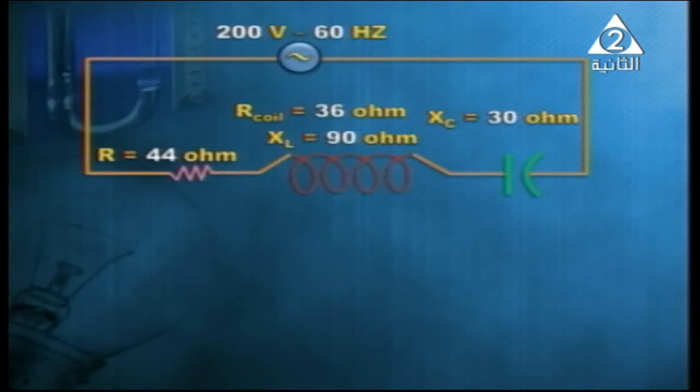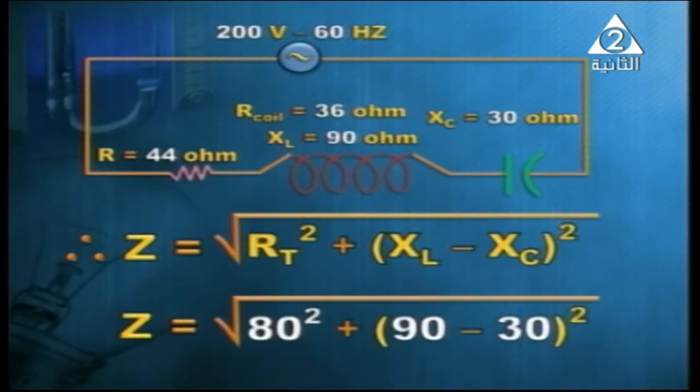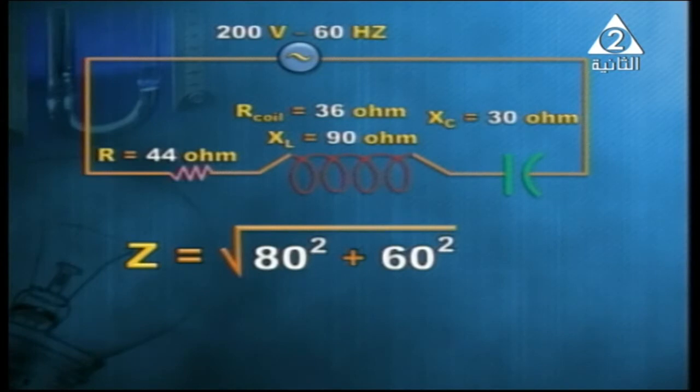So we need to calculate first of all the impedance. Z equals square root of R total squared, because we've got two resistances, one of the resistor and the other of the coil, plus XL minus XC all squared. So Z equals square root of 80 squared, 80 which is the sum of 44 and 36, plus 90 minus 30 all squared. So Z will be square root of 80 squared plus 60 squared, it is 100 ohm.